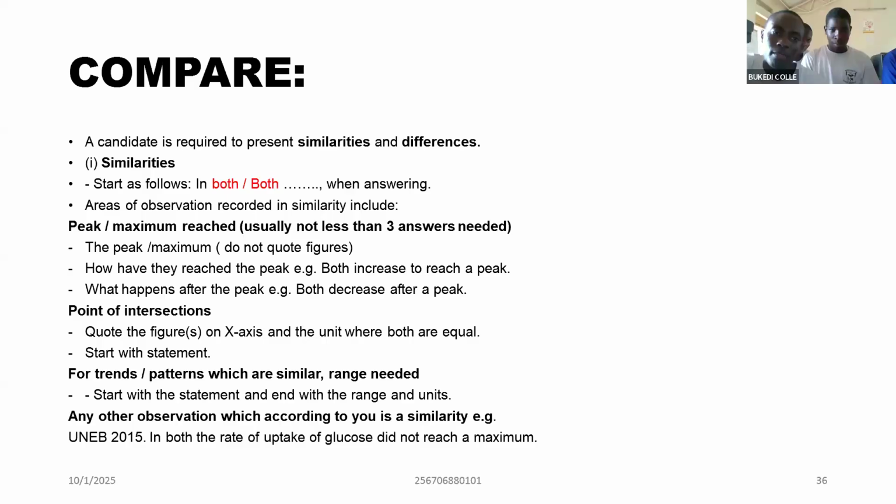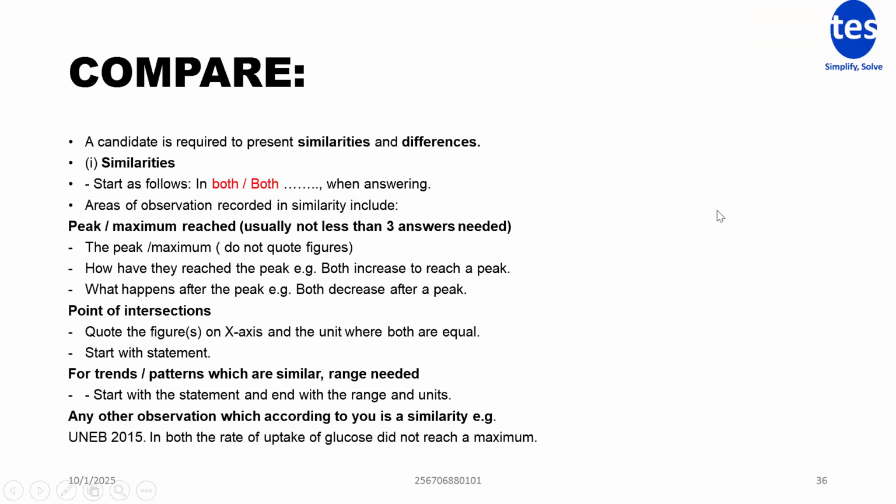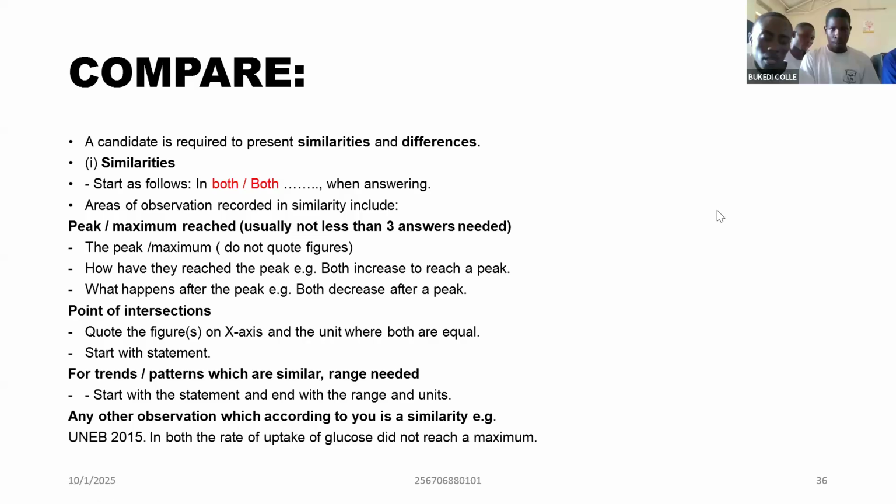Good evening. Good evening to you. My question is on comparison. I'll take you back slightly to similarities. I'm giving the similarities, and I find out that my two graphs are increasing, both of them, but the one is rapid and the other one is gradual. Should I talk about the rapid one and the gradual, or I just say they both increase?